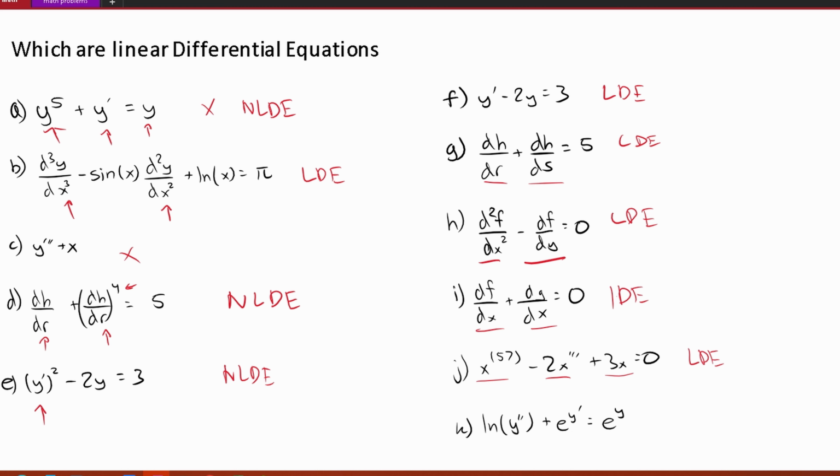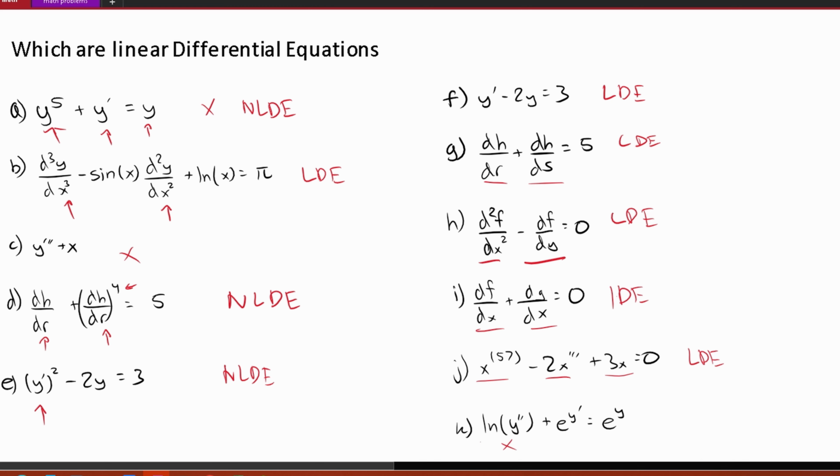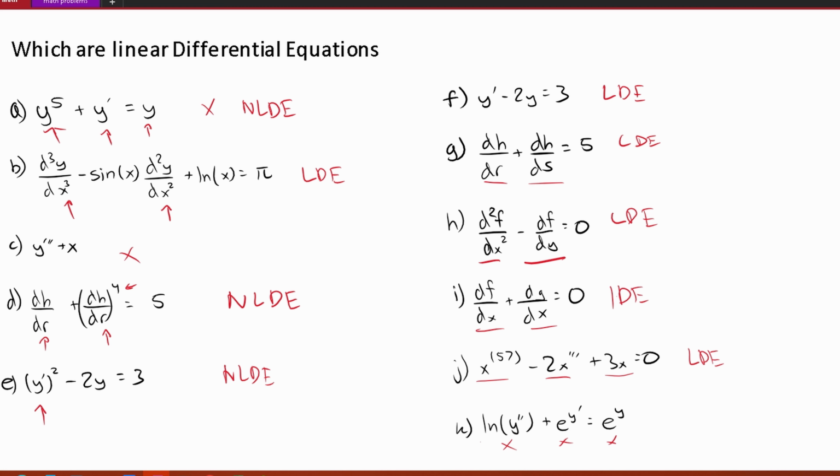This last one, we have y double prime and y prime and y. This one breaks for all instances of here. Notice how our y, which is the dependent variable, is inside of something at all times. So this one is going to be a nonlinear differential equation.